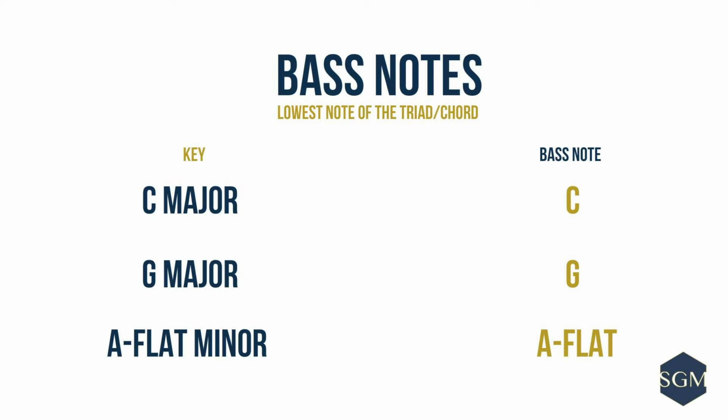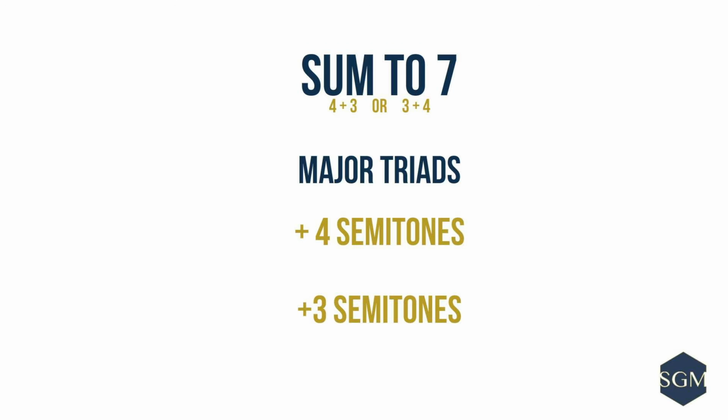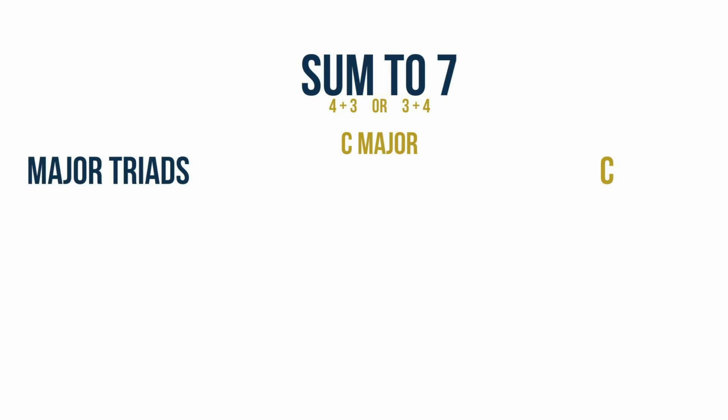So now, we simply start with the bass note and work from there. To find the rest of the notes in the triad, we conduct the operation called sum to 7. There are 2 numbers that we're going to remember, 4 and 3. 4 plus 3 is 7 and 3 plus 4 is 7. Quick math. So for major triads, we first add 4 semitones to the bass note and then 3 semitones to the new note that we've found.